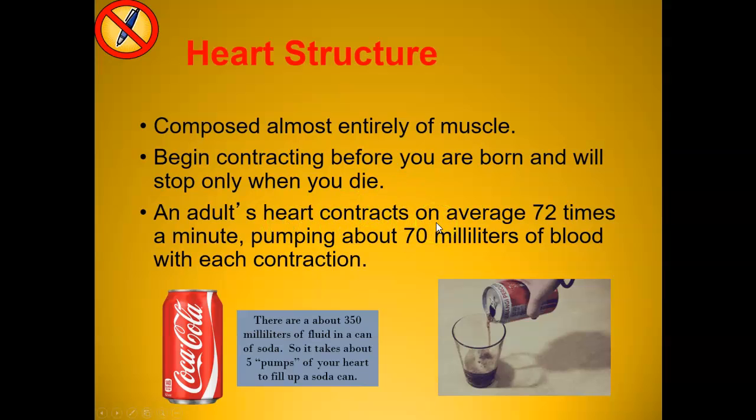For the average adult, our heart will contract about 72 times per minute, and that varies pretty well. In doing this with students measuring their heart rate, we've had students with a normal resting heart rate as high as the mid 90s to as low as the mid 40s. So there's a pretty good range where your normal resting heart rate could be. Each time your heart beats, it pumps on average about 70 milliliters of blood. A soda can is 350 milliliters, so it takes about 5 pumps of your heart to fill up a soda can. That's pretty cool. All right, continuing on.